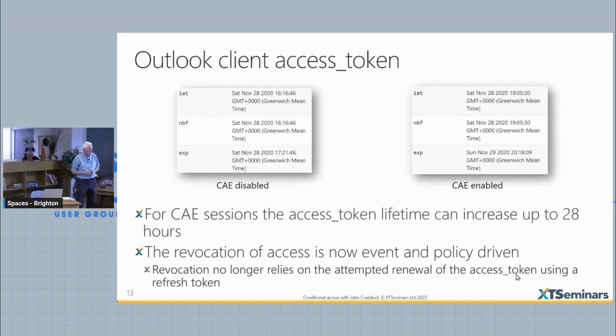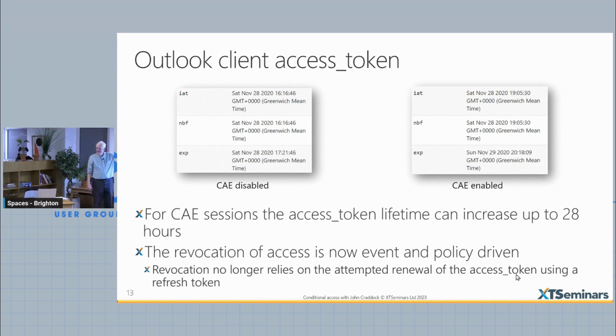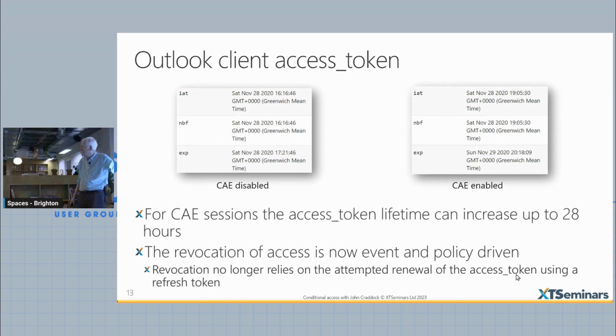Now, if you look at an Outlook client access token, this is a token which was issued with CAE disabled. I actually snagged this a long time ago, in 2020, and it's issued at, and its expiry, and it's approximately an hour. Right, so 16:16, 17:21, an hour and 5 minutes actually. This doesn't have jitter. I actually captured this pre-jitter days.